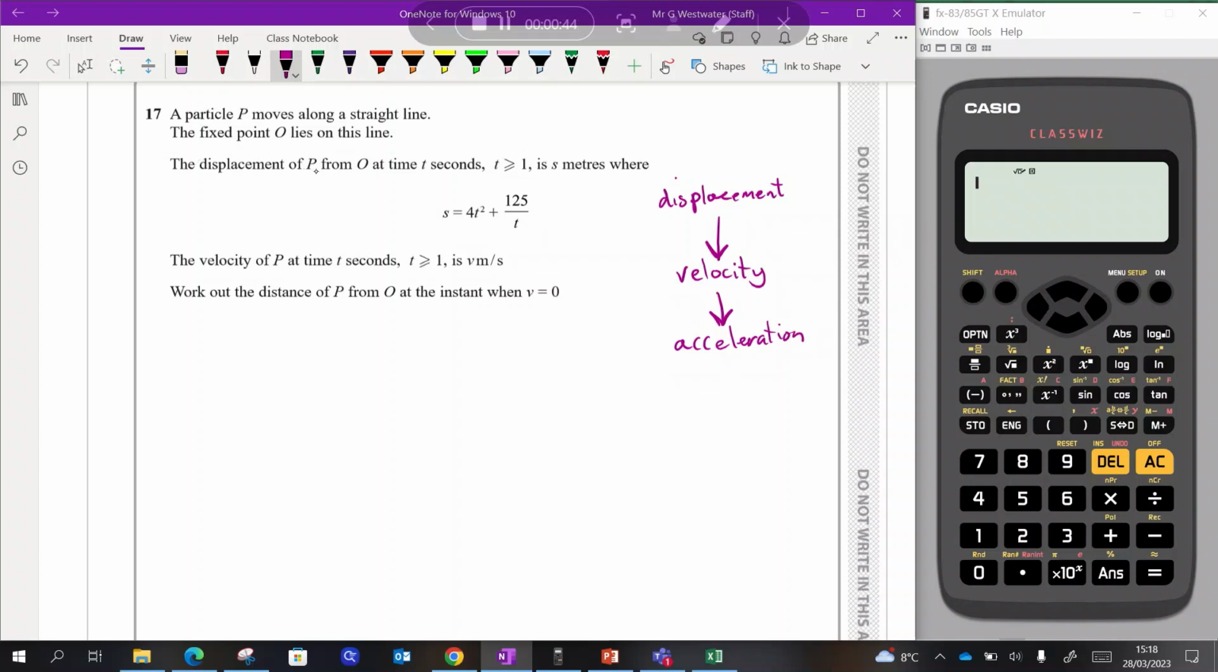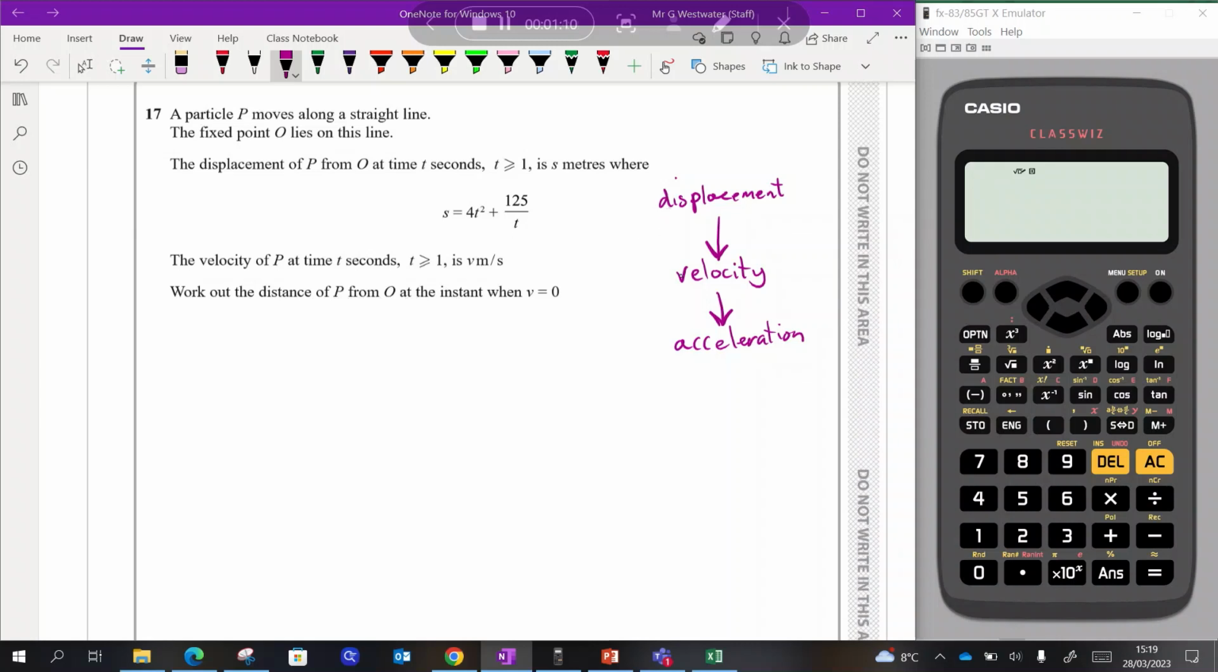The displacement of P from O at time t, where t is greater than or equal to 1, is s meters, where s equals 4t squared plus 125 over t. The velocity of P at time t seconds, where t is greater than or equal to 1, is v meters per second. Work out the distance of P from O at the instant when v equals 0.